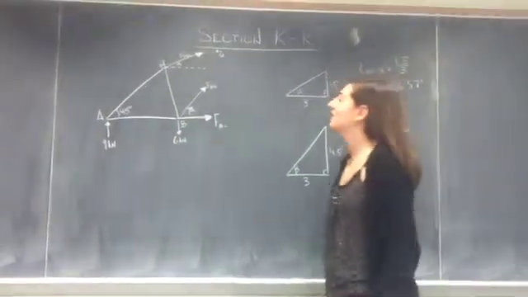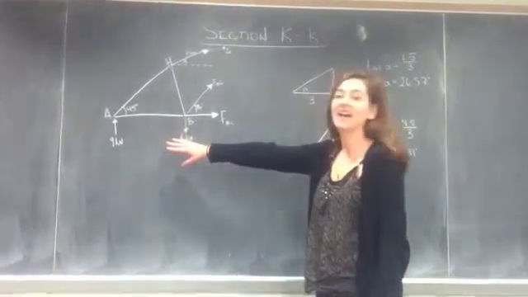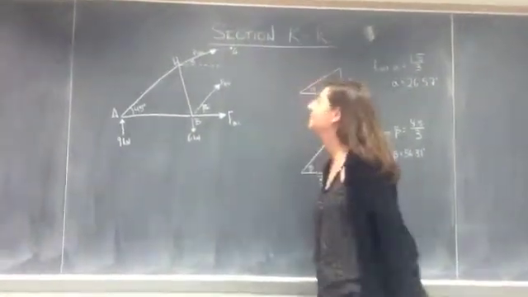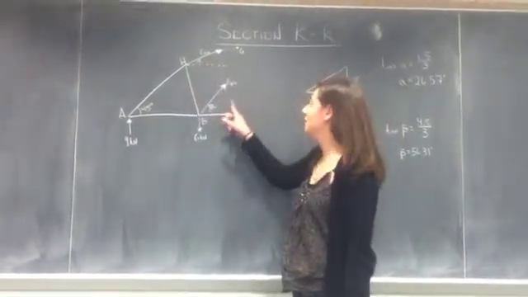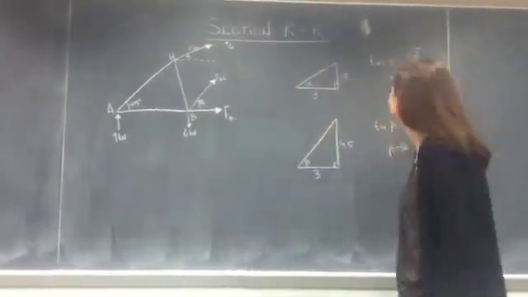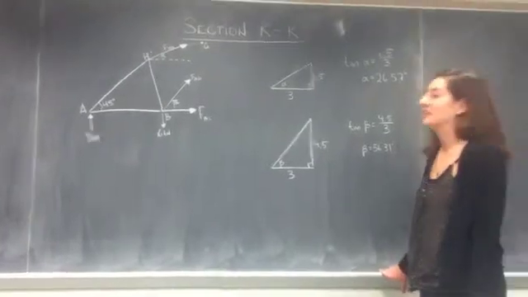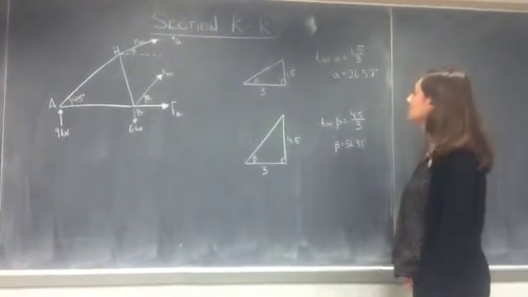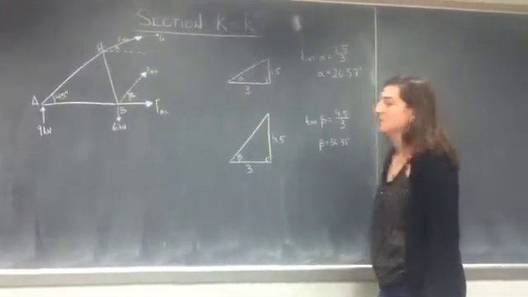Okay, so we cut the truss along section KK, and we took the left side because it has the least amount of forces, and that leaves us with 3 unknown forces, FHG, FBG, and FBC. Before we determine the forces, we use trigonometry to determine the interior angles. So we found that alpha is equal to 26.57 degrees, and beta is equal to 56.31 degrees.